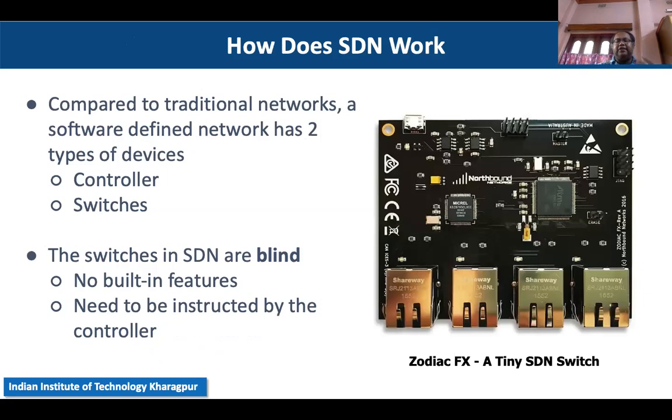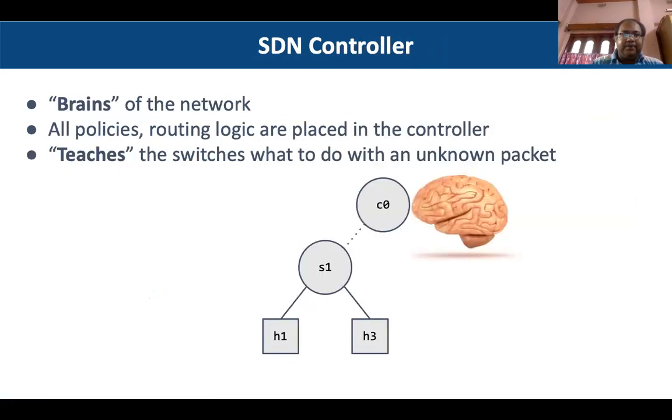So how does SDN work? Compared to a traditional network, a software-defined network has two types of devices, the controller and the switches. We call them switches because we are only concerned about the data plane. We do not have the control plane connected with the data plane. The switches in an SDN, we call them blind switches or dumb switches. They do not have any inbuilt feature, and they need to be instructed by the controller. Whatever the controller says, the switch just performs that task.